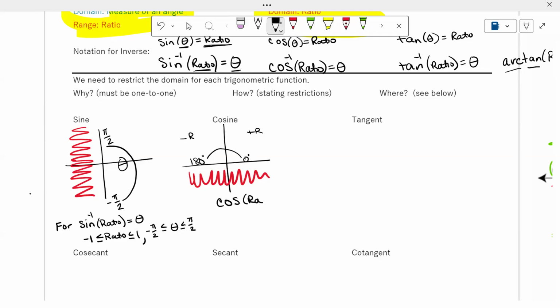So cosine, inverse cosine, ratio equals angle. The ratio between -1 and 1. The angle between 0 and pi. And it can equal 0 or pi. All right. Tangent. Okay. 1 to 1 means 1 ratio per angle, 1 angle per ratio, right?